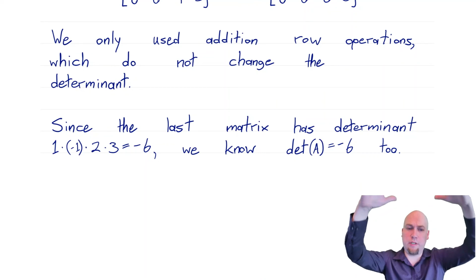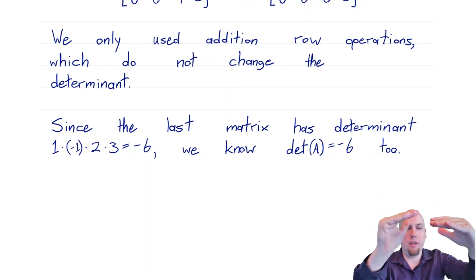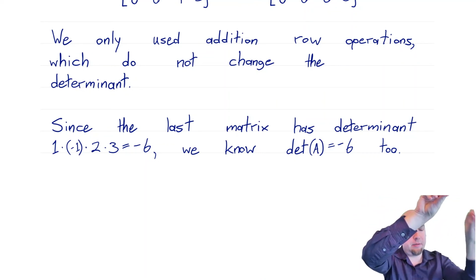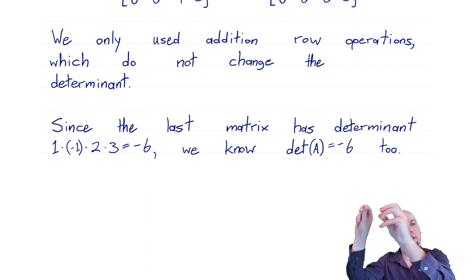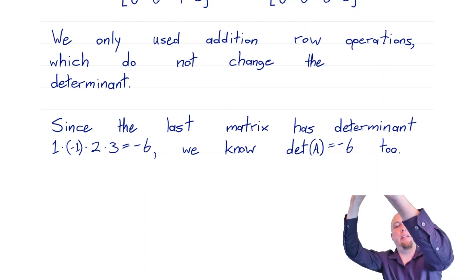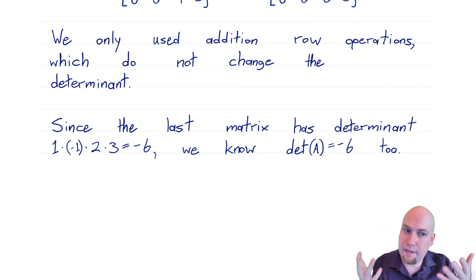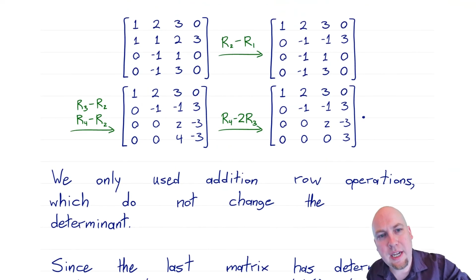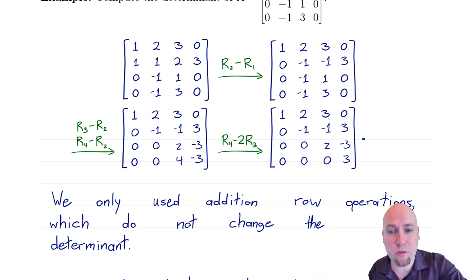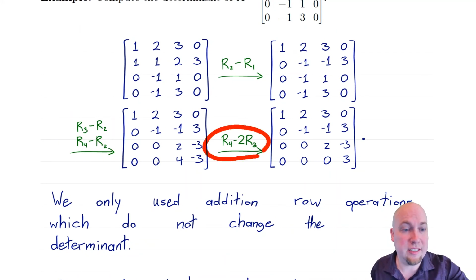Okay, so you just row reduce down to row echelon form. Compute the determinant using that theorem about triangular matrices, and then trace your changes back to the original matrix. And if you do any swap or scalar multiplication row operations, then you have to make adjustments. But a lot of the time, you can get away with just doing addition row operations, and those don't change the determinant, so they're really easy to deal with.